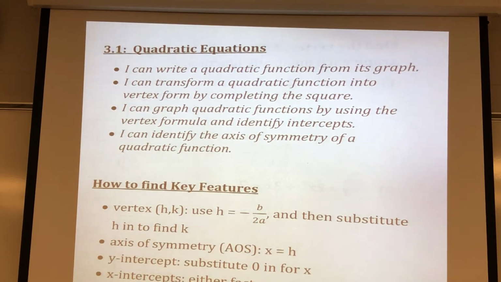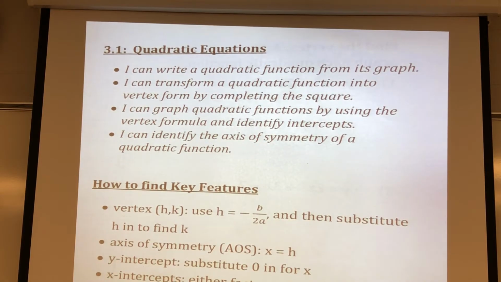This is 3.1 quadratic equations. We're going to start by reviewing the key features of a quadratic equation. You're probably going to want to hit pause so you can write down all of these things, because I'm just going to run through them pretty quickly.